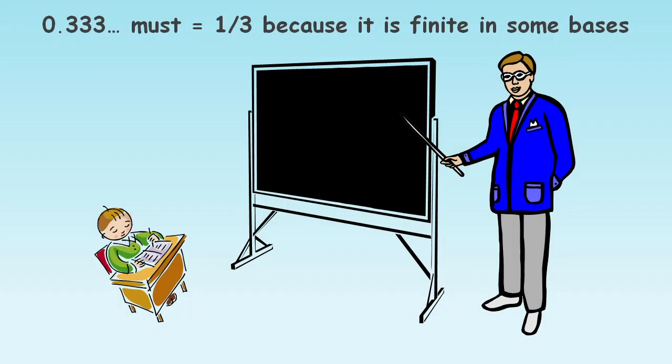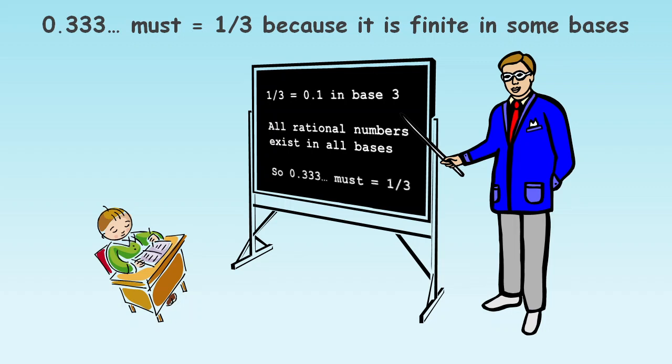If we have any doubts about 0.3 recurring being equal to 1/3, then we might be convinced by the argument that 1/3 can be represented as a finite decimal in some bases. For example, 1/3 is 0.1 in base 3. And if a third can be represented in one base, then surely we must be able to represent it in any base. And the only representation that it can be in base 10 is 0.3 recurring.